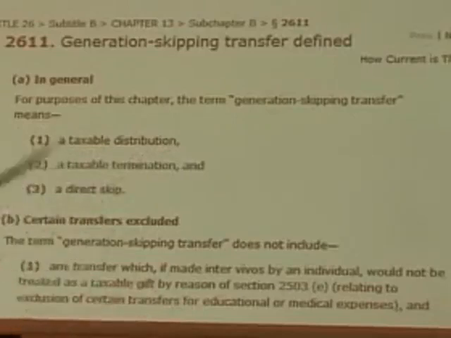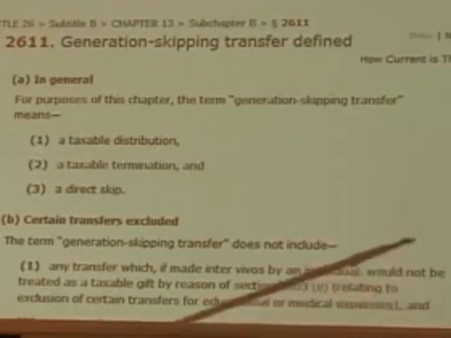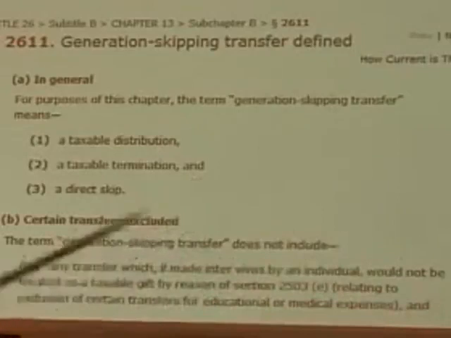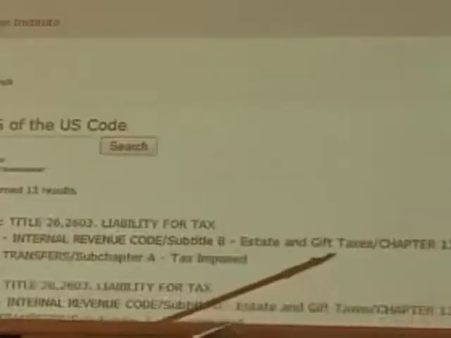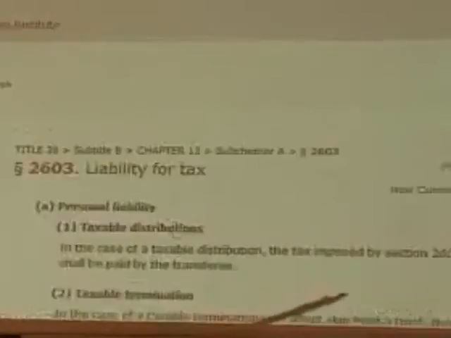2612. These are capital transfer taxes, which is what they're doing. Whose capital are they transferring? Yours, because you're not claiming it. Now, who's liable for these taxes? Now we're going to go to 2603. Liability for tax.